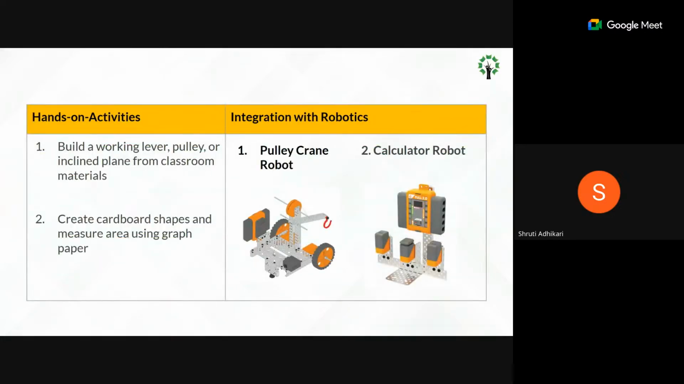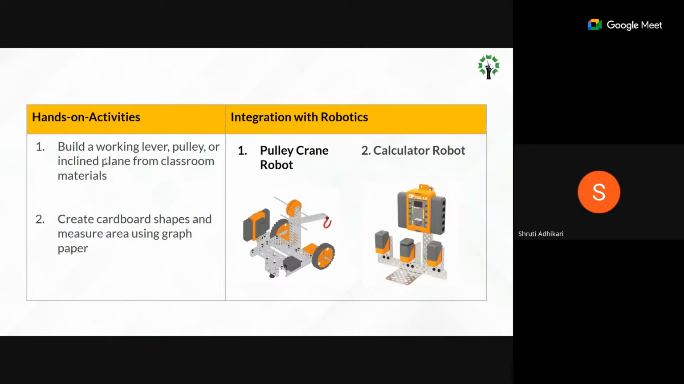So these are just sample hands-on activities on robotics. Hands-on activity is like building a working lever. I think when I just started with the session, we discussed the first 3 slides. There was a table, right? In that table, a lot of hands-on activities were mentioned based on a particular concept. So these are simple hands-on activities without the integration of robotics, and these are the activities using the same concepts, with integration of robotics.